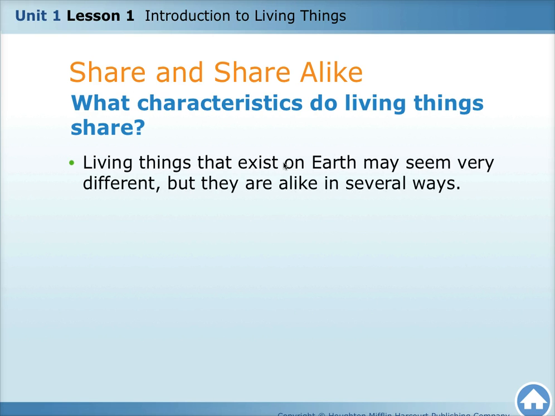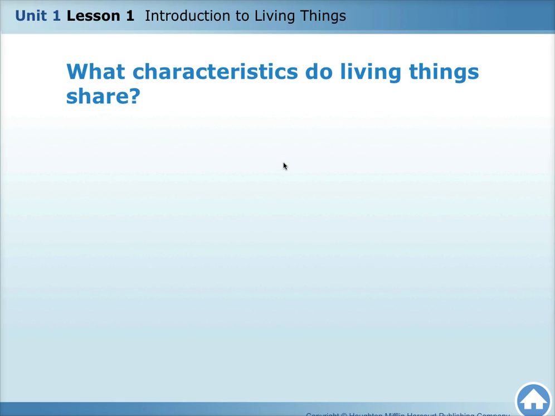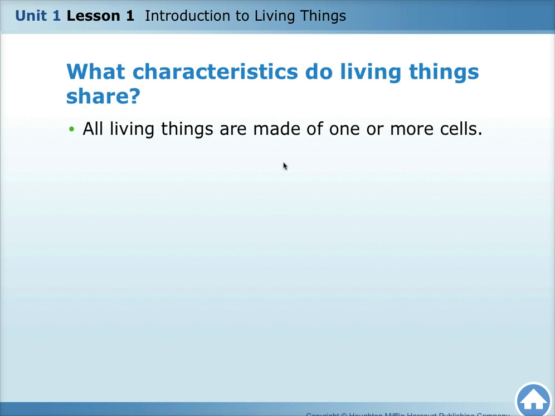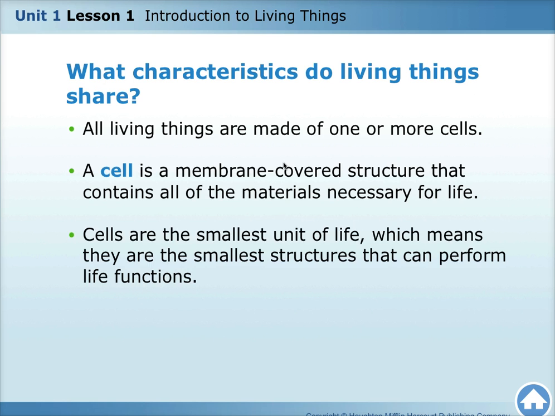First of all, living things that exist on Earth may seem very different, but they're alike in several ways. There are 5 characteristics that all living things share. All living things are made of one or more cells. A cell is a membrane-covered structure that contains all of the materials necessary for life. This is what we've studied in the first 9 weeks.